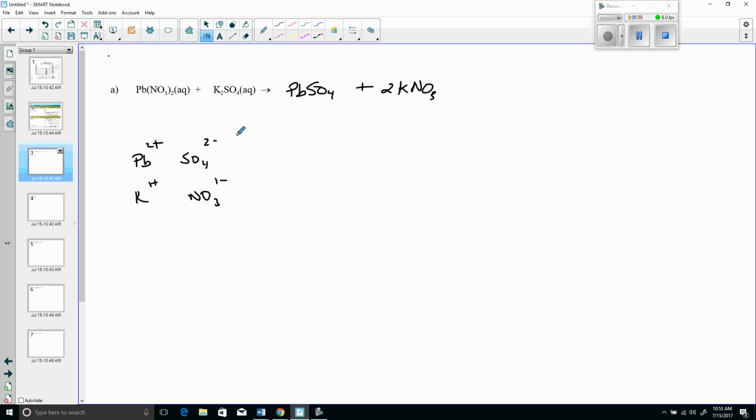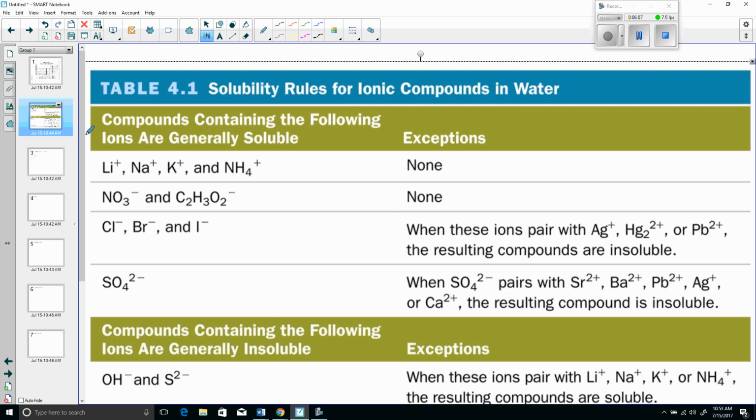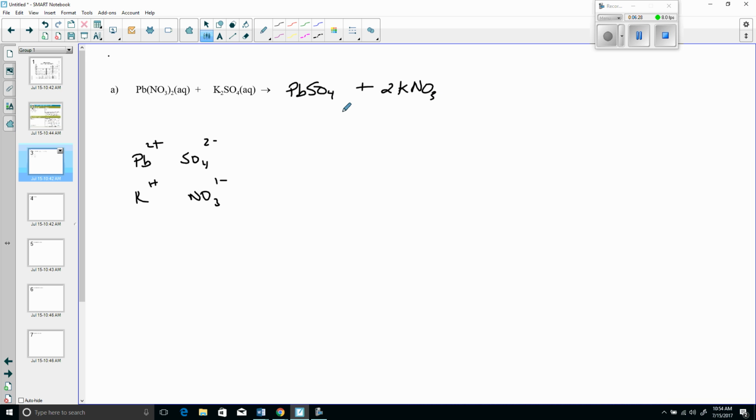So now, we have to go to the next part of our task. Include the physical state of each of the products. If we look at our solubility chart and find sulfates, we see that sulfates are generally soluble, meaning they dissolve in water. But there are some exceptions, and those exceptions are strontium, barium, lead 2+. Well, what is our sulfate paired with? Lead 2+. So what does that tell you? It tells you that it will not dissolve in water. So what it forms is a solid, and we're just going to put an S right there.